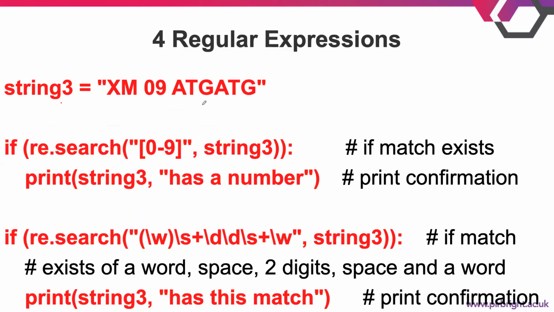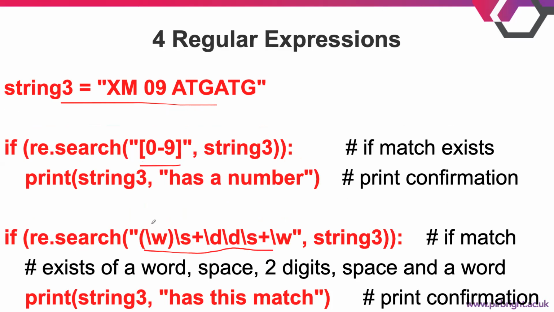So if we have a string here and we want to search for numbers in it to see if it has a number anywhere, we can use the square brackets to refer to 0 to 9 to do that. And we can also use a more complex expression here. So you see here that we have several different digits there.